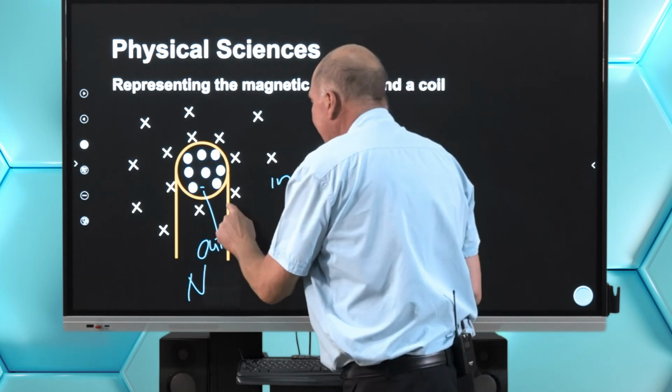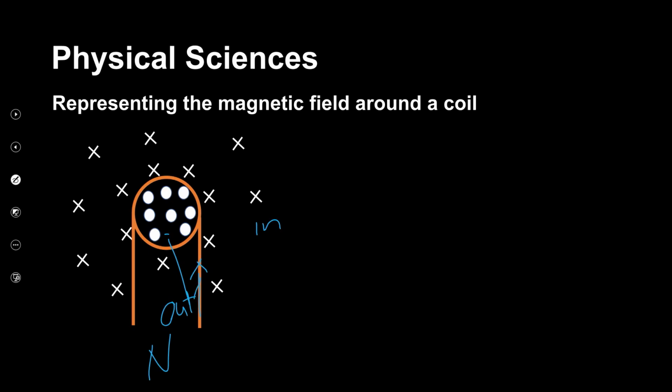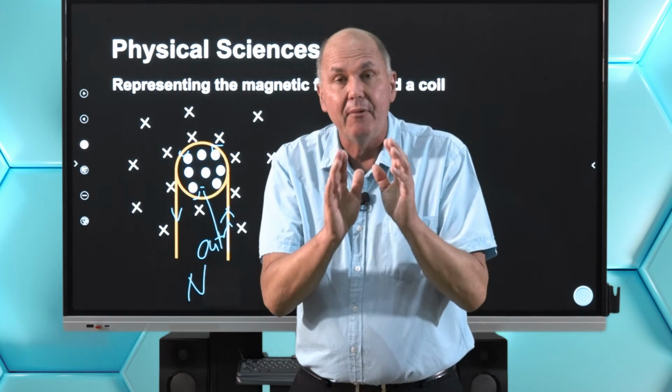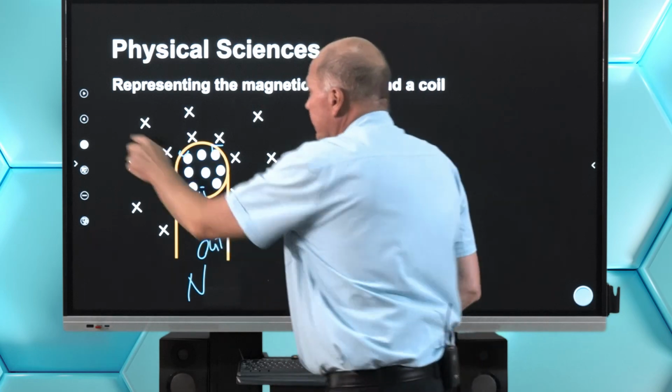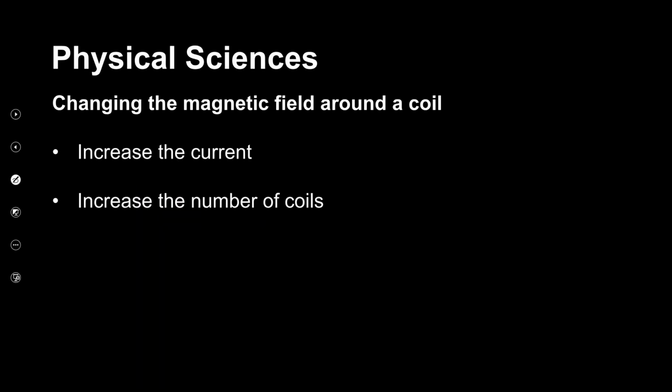So over here, the current is going up over there. It's going around over there. It's going around over there. It's going around. And eventually, it goes back out that way. And so we've been able to see the direction of the magnetic field as well as the direction of the current. So if we're going to change the field, we recognize we could increase the current, we could change the direction of the field, we could also increase the number of coils.